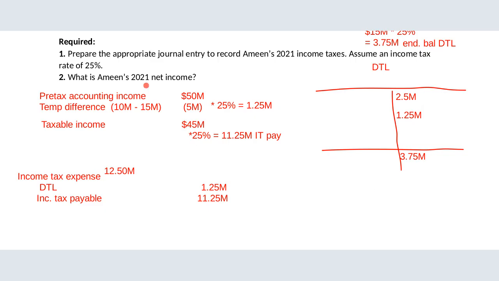And I think the last question, number 2, is asking what our net income will be. Well, if we're looking at net income, we have our pre-tax income, which is 50 million. We have our income tax expense of 1250 million. And so this will be our net income.